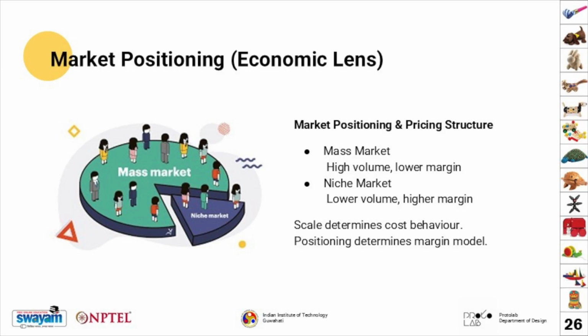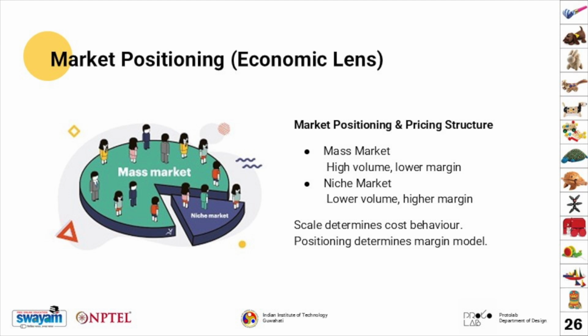Market positioning from a pricing perspective is fundamentally about scale and margin behavior. A mass market toy is designed for high production volume. High volume allows tooling cost dilution, bulk material discounts, and lower per unit overhead. Because production cost reduces at scale, pricing can remain competitive while maintaining acceptable margins.